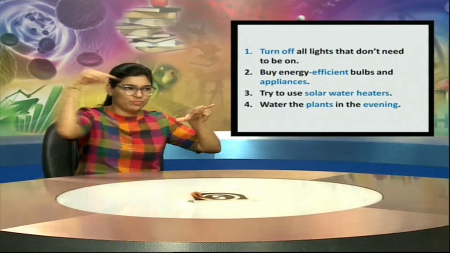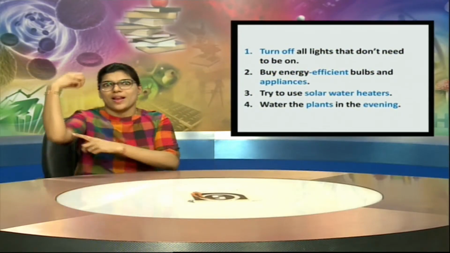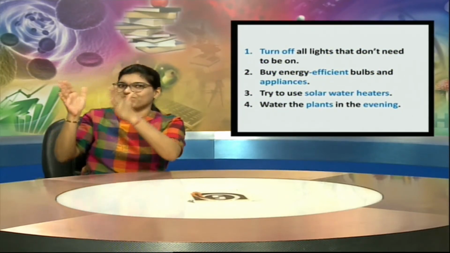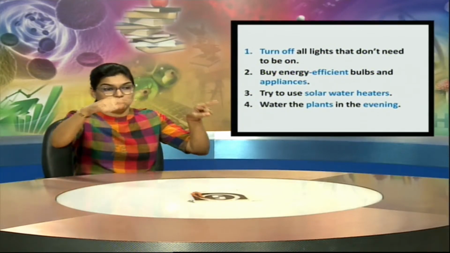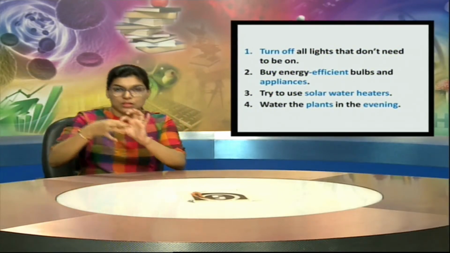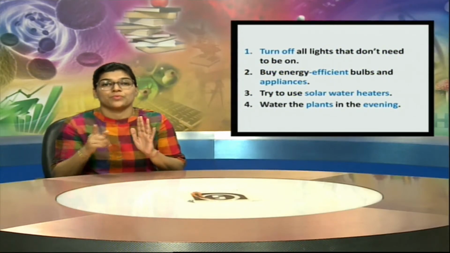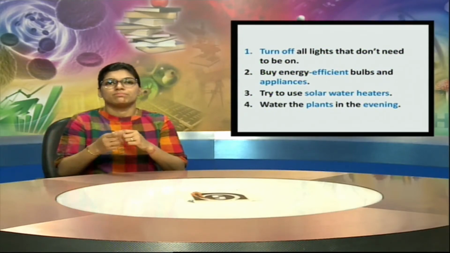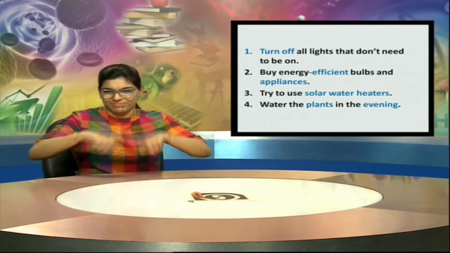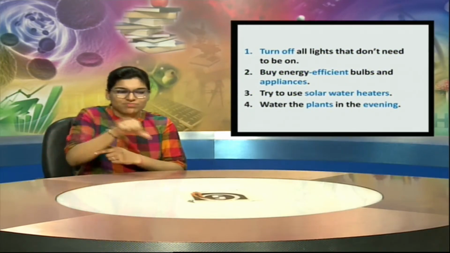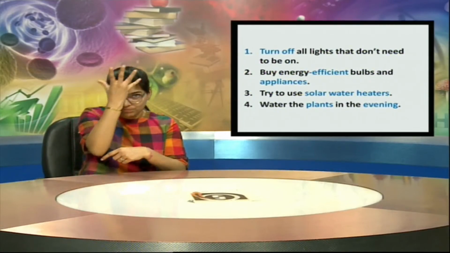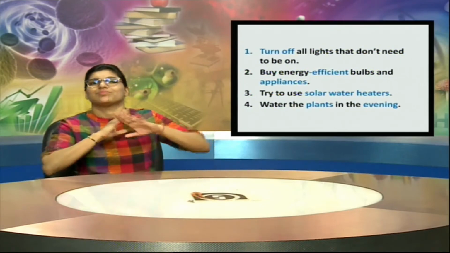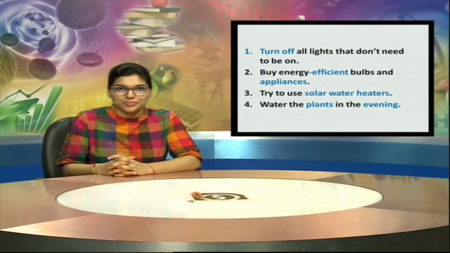The third point is try to use solar water heaters. A solar water heater is used to sometimes cook the food or to heat the water. Fourth point is water the plants in the evening. We all know that we should give water to plants twice, once in the morning and once in the evening, because they protect us.